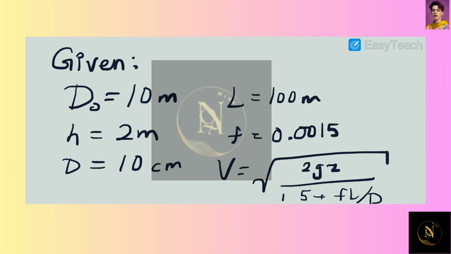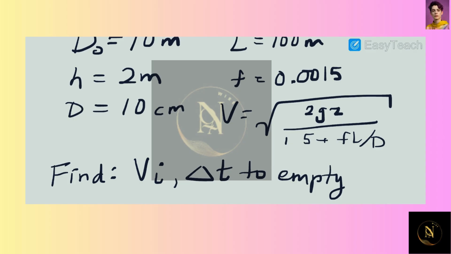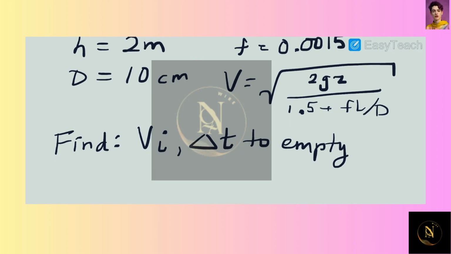We know the friction factor of this pipe is 0.0015, and we know that the velocity at discharge is equal to the square root of 2 times gravity times the height of the water in the tank, all over 1.5 plus F times L over D. What we're asked to find is the velocity at the initial discharge time and the time it takes for this tank to empty.